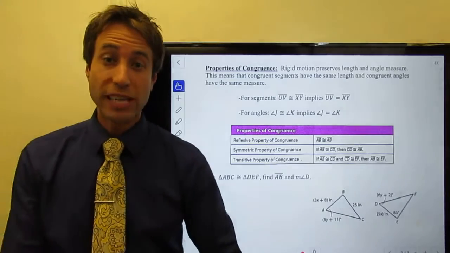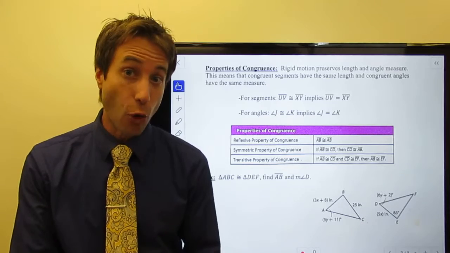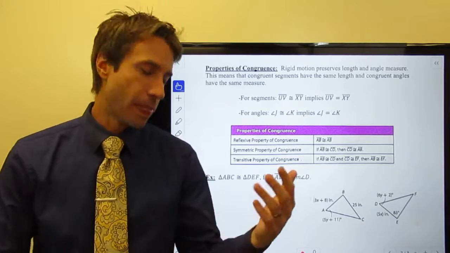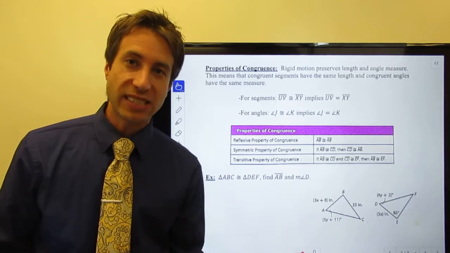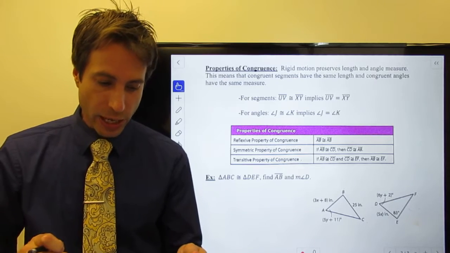Hi guys, welcome to this page of the notes. Like I said, what we're doing is working with our new definition for congruence, which is a conditional statement. And I told you that I'm an algebra teacher, so any chance I get to do algebra and geometry, we're going to do it. So here we go.